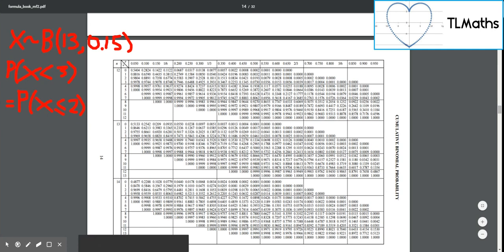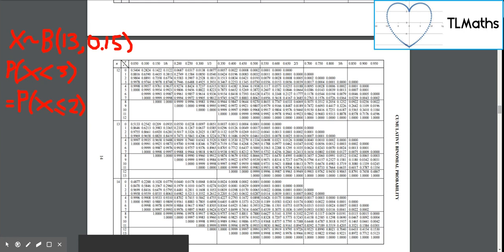If we look along the top row, this is where your probabilities are. You want to find the probability of 0.15, which is right here. So we look down that column for n is 13, and we want less than or equal to 2. And so it is this one here, 0.6920. So you can see how much easier that was rather than working out each individual probability. Using the tables, once you get used to it, is really easy.